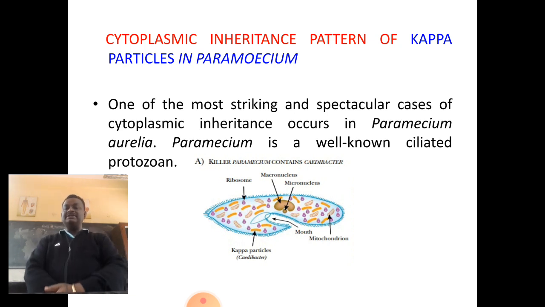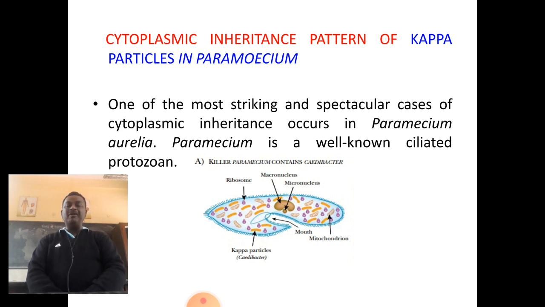Well, students, after understanding the concept of cytoplasmic inheritance, the different synonyms that we give for it, and characteristic features of the cytoplasmic inheritance related to cytoplasmic DNA, now we shall understand two important examples that are specified in your syllabus. The first one is cytoplasmic inheritance pattern of Kappa particles in Paramecium.